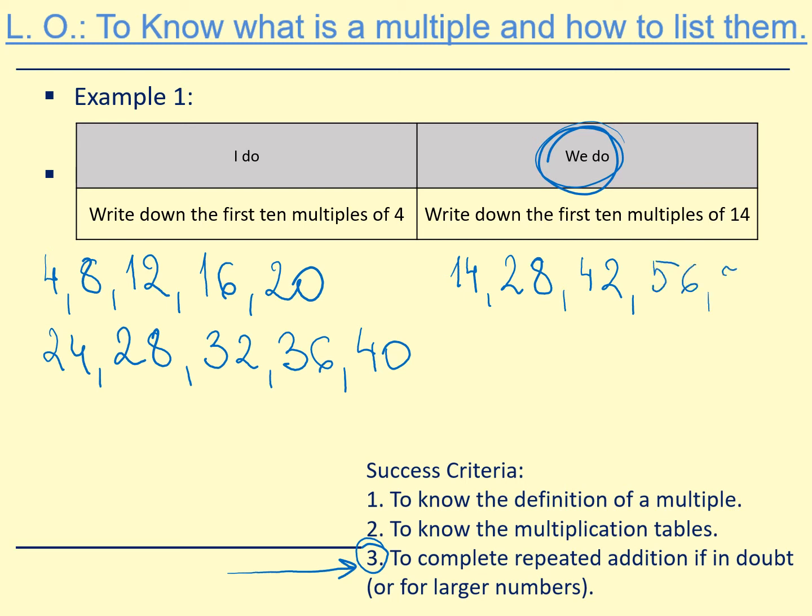56, 70, 84, then 98, 112, 126, and the 10th multiple of 14 is 10 times 14, which is 140. If that's what you got, well done. Let's move on and do some more examples.